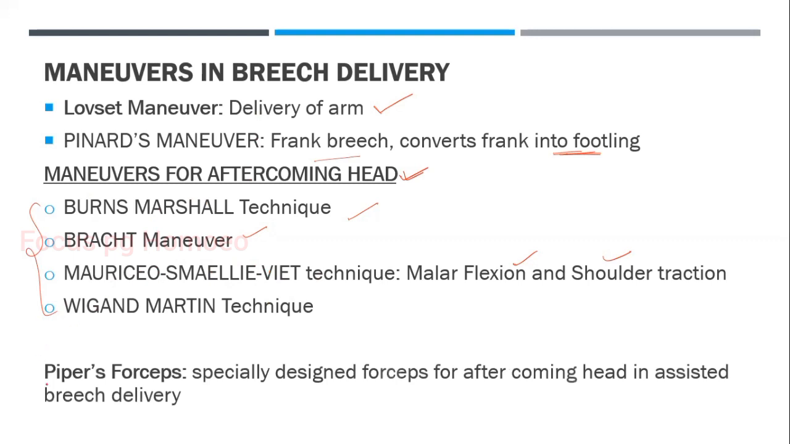And Piper's forceps, a type of forceps, is specially designed for the after coming head in assisted breech delivery. So when the question is about breech delivery, you will always think of the delivery of the podalic part. So don't get confused. The forceps is to assist the breech delivery for the after coming head.